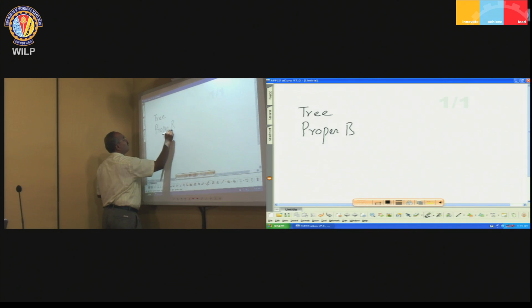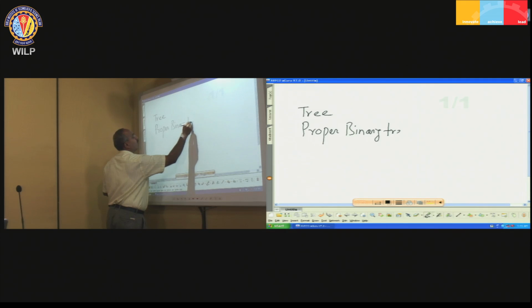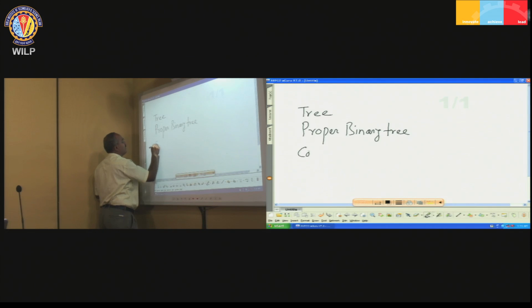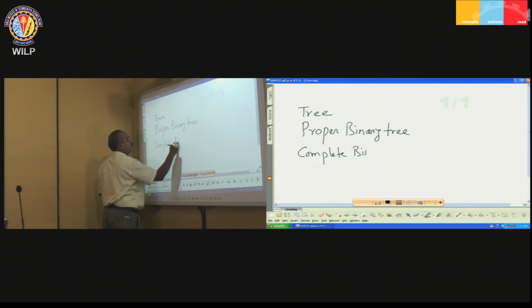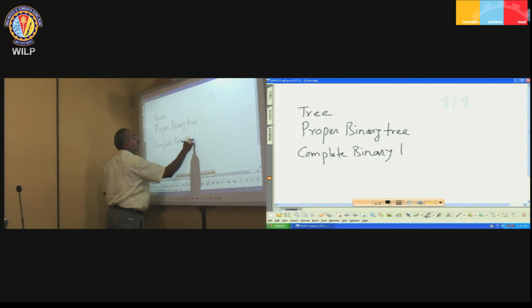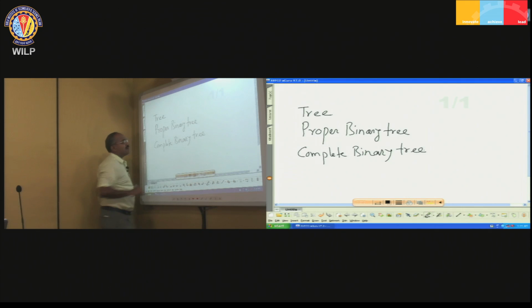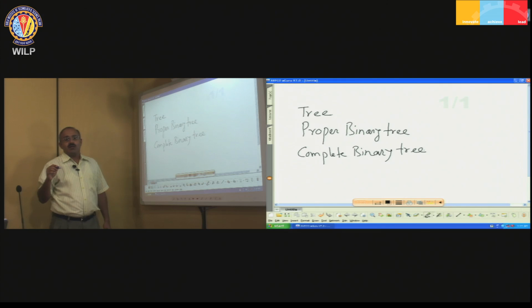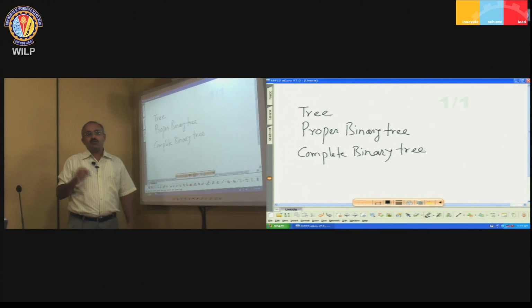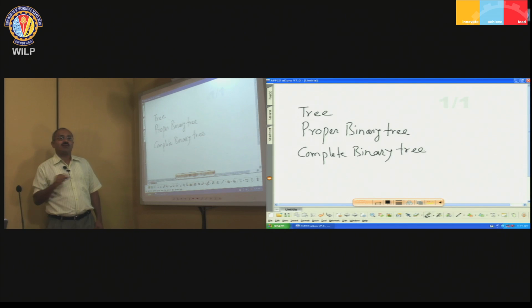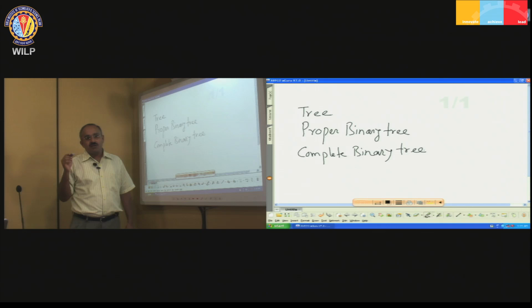So, you have proper binary tree and then we had looked at complete binary tree. In a proper binary tree, all the levels are always completely filled, in the sense every internal node will have precisely 2 children, whereas in a complete binary tree, except for the last level, all other levels are completely filled and the last level is filled from left to right.